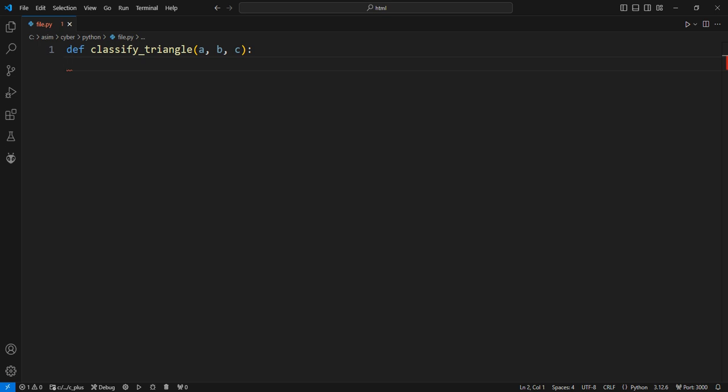Check if any side is less than or equal to 0. A triangle cannot have negative or 0 side lengths. If any side is invalid, equals 0, we immediately return an error message. This step ensures that the inputs are valid for a triangle to exist. Invalid sides cannot form a triangle.